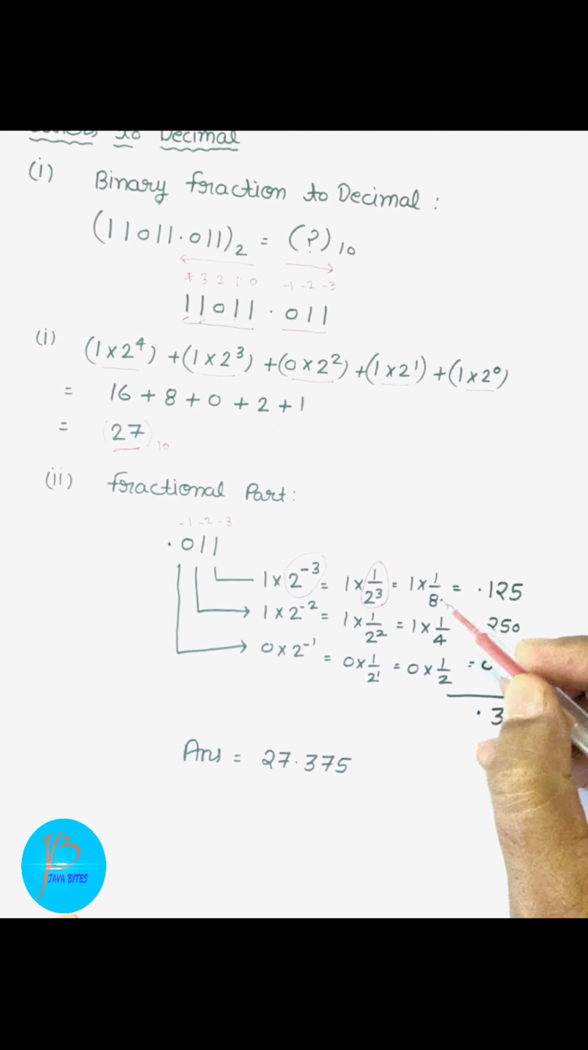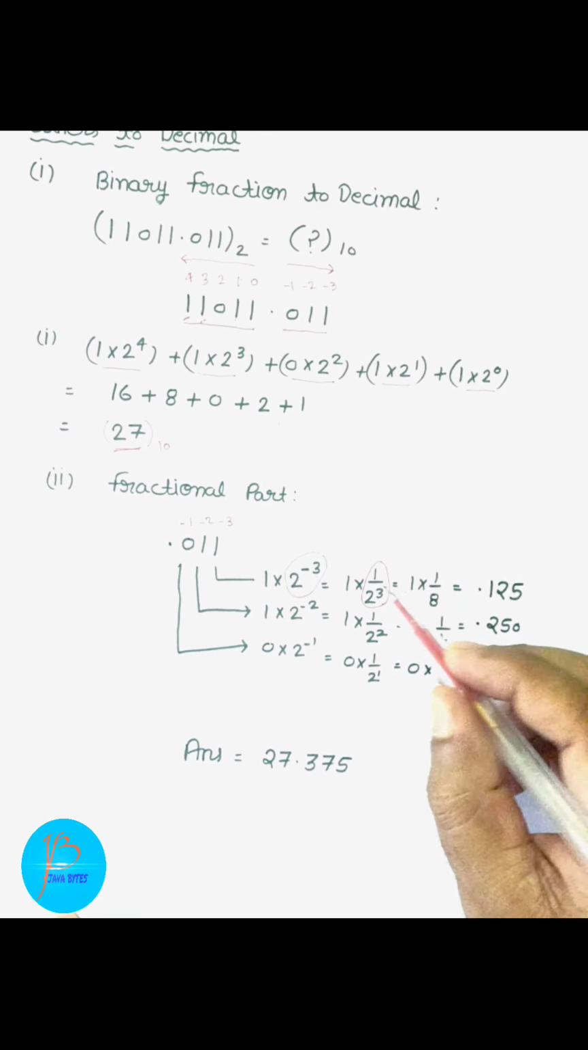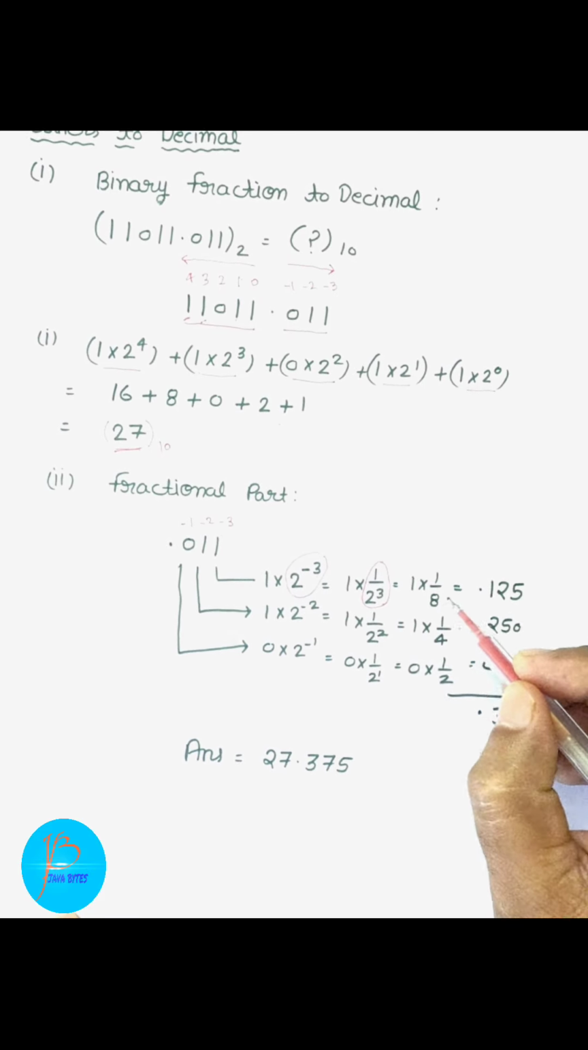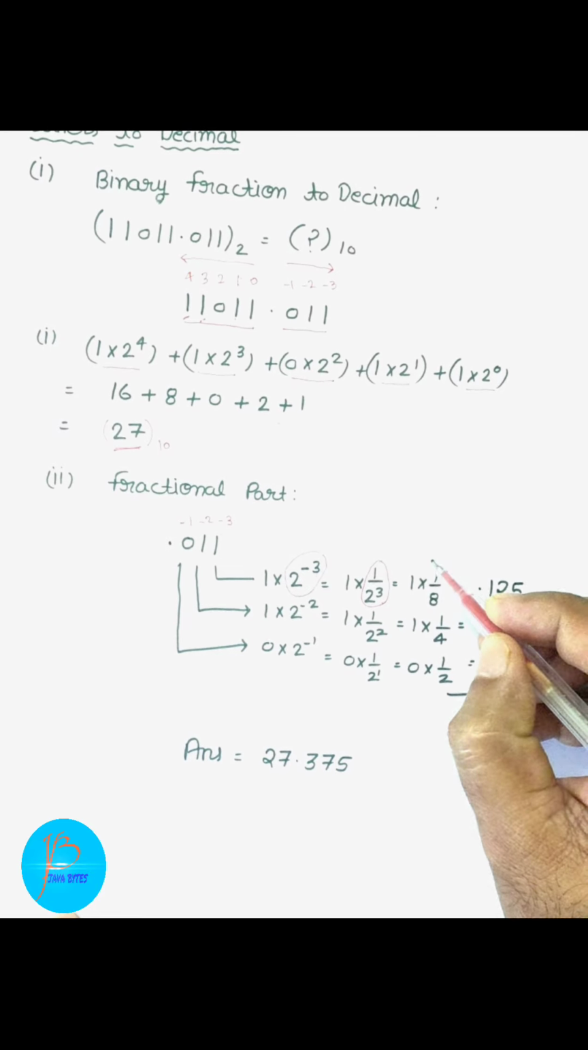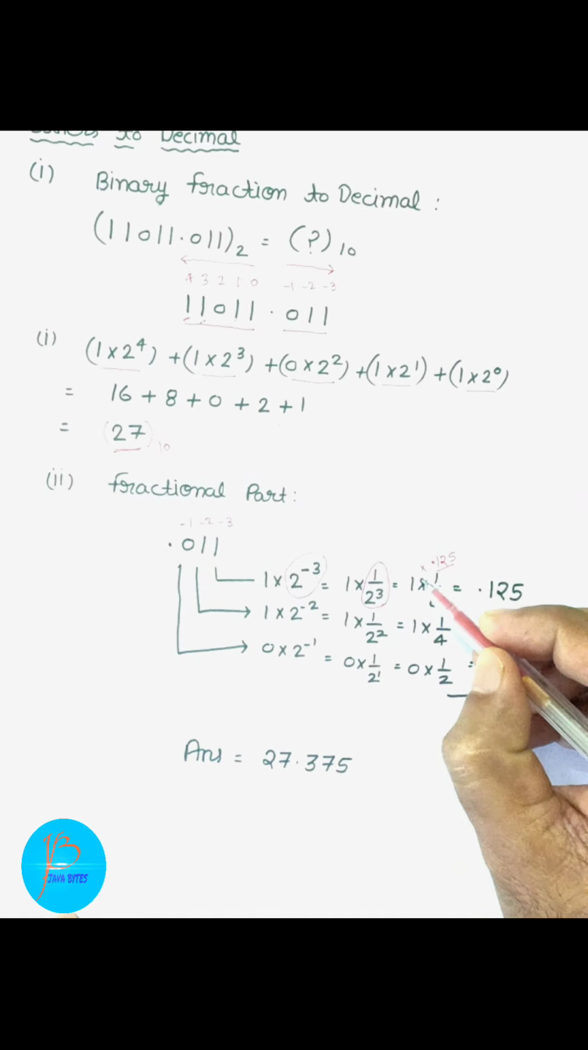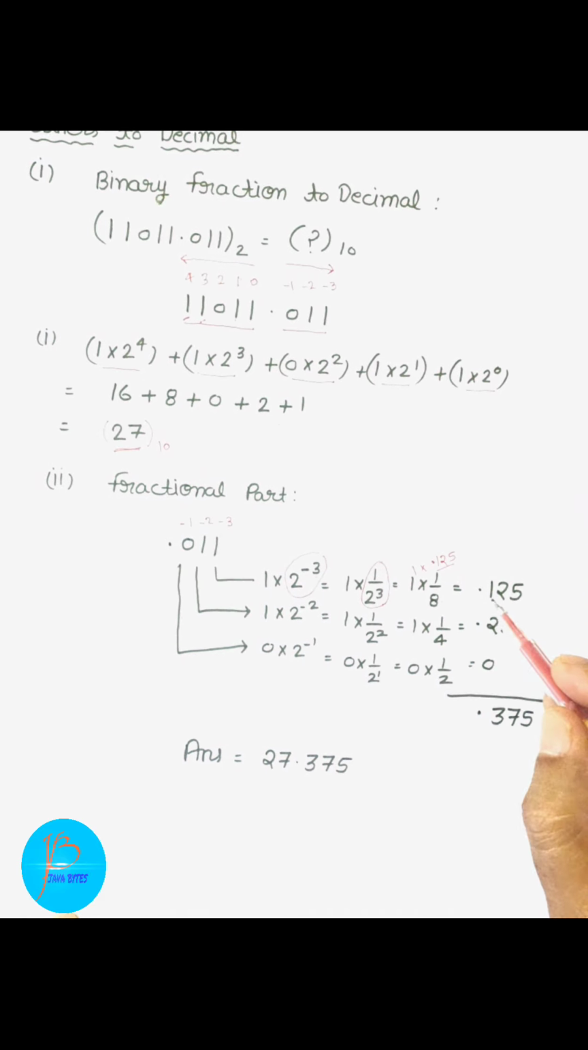Okay, 2 raised to the power 3 is equal to 8. So now this calculation will turn into 1 into 1 by 8. Okay, and when you solve this 1 by 8, you know that your answer will appear as 0.125, and when you multiply 0.125 with 1, your answer will be 0.125. Okay children, so that was your first step.